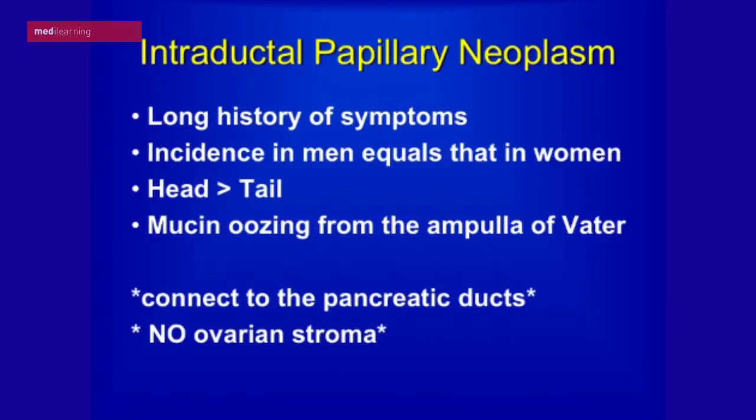With these patients, there may be a long history of symptoms, but as everyone knows, pancreatic symptoms are very nondescript. Vague dyspepsia, back pain, a little bit of weight loss, a little bit of heartburn, and so sometimes this history can be going on for quite some time. Intraductal papillary neoplasia tends to be more common within the head of the gland, and as we said, mucin may be seen oozing from the ampulla of Vater. It connects to the pancreatic duct.